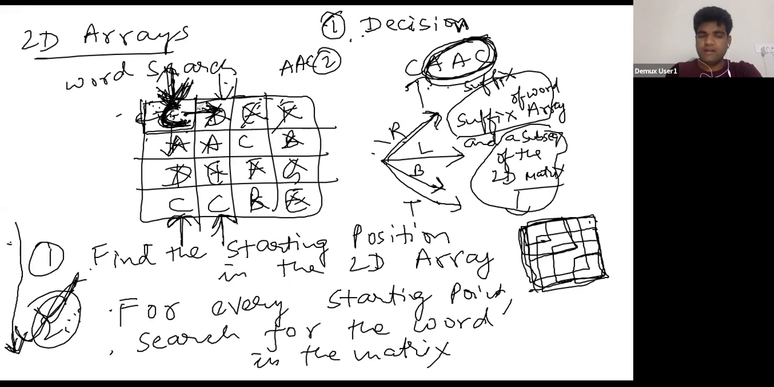So what is this sub problem then? Basically, you have to find AAC in the entire matrix other than the cell C, other than the cell 00. So in the AAC, in this word, I know what I'm left with is a suffix array. It is a suffix array. What about the 2D? What am I left with?